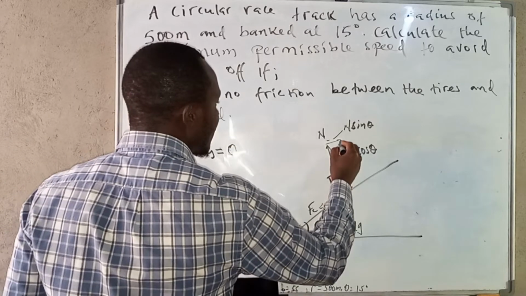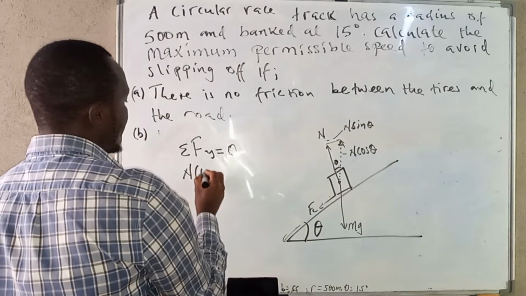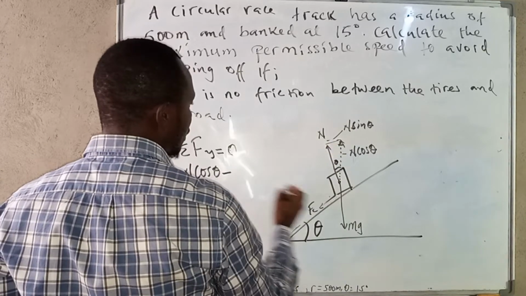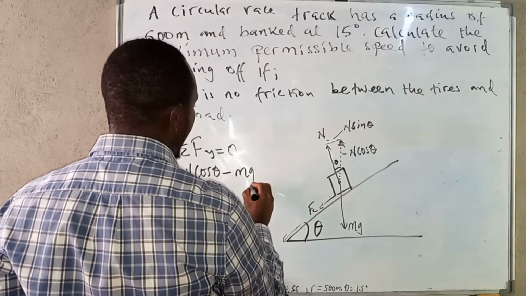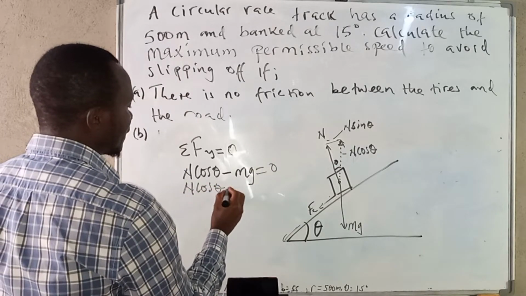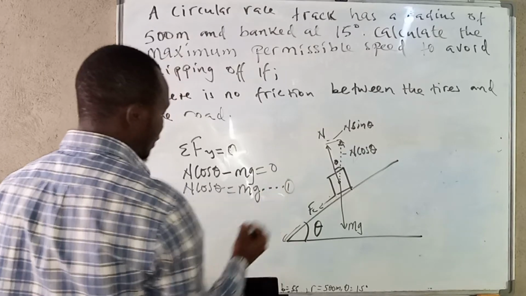So in this direction, we have N cos theta. Then down here we have mg. This must give us 0, so that N cos theta is equal to mg. We can call this equation 1.